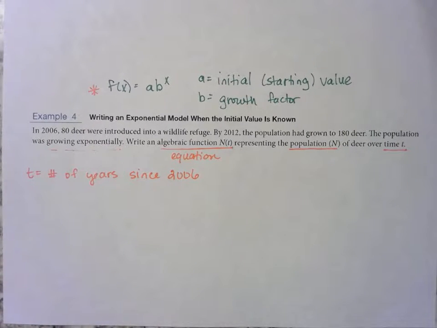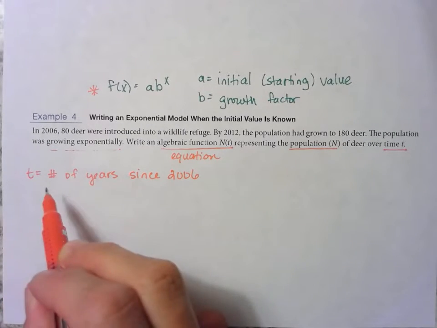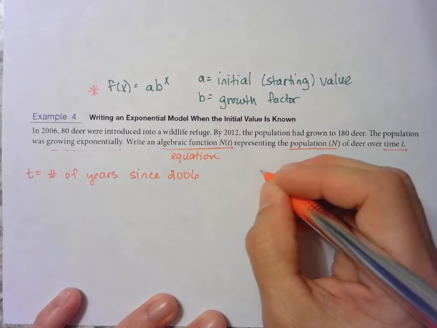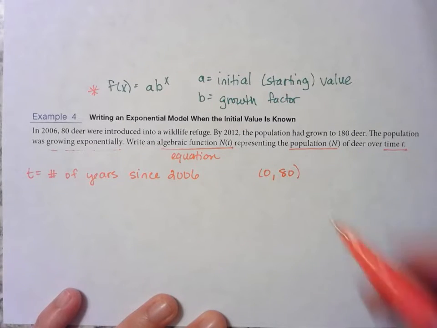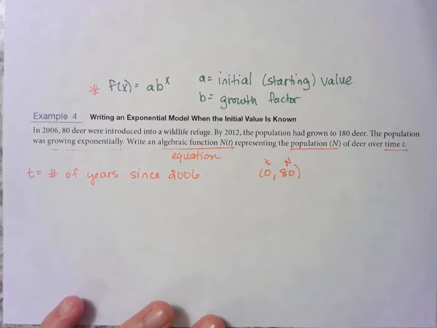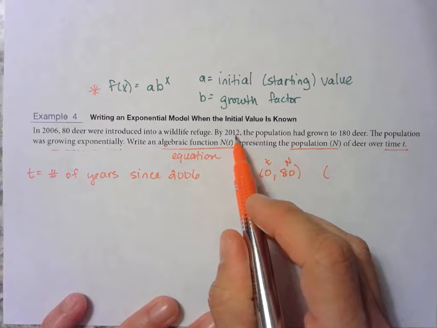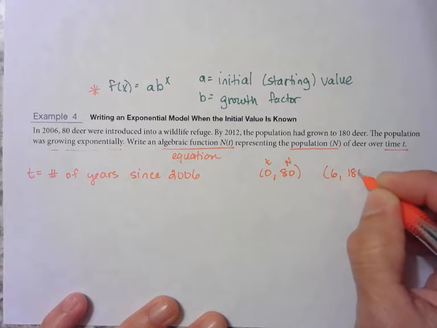If we do that, we can come up with a couple of ordered pairs. If t is 0, then it's 0 years since 06. That would be 06, right? So when t is 0, there were 80 deer, right? This is your t, and this is your population. Well, we also know that in 2012, 6 years later, there were 180 deer.